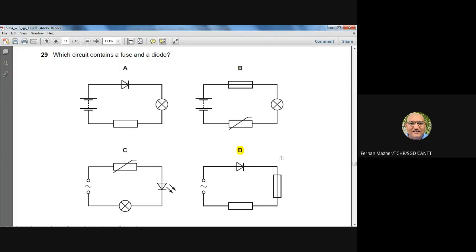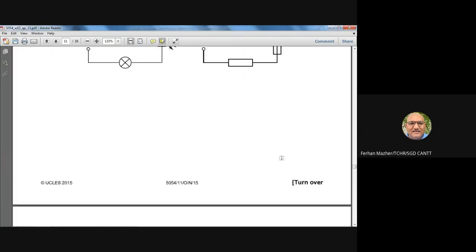Marking scheme 29, D is the right option. Yes, sir. Hopefully you have understood this. Very simple question.